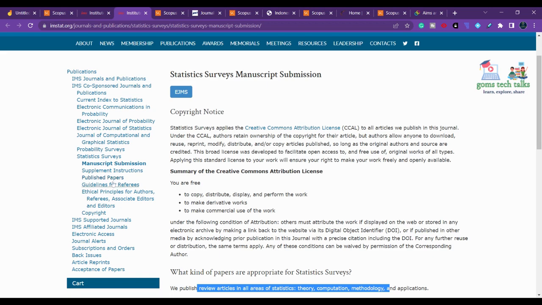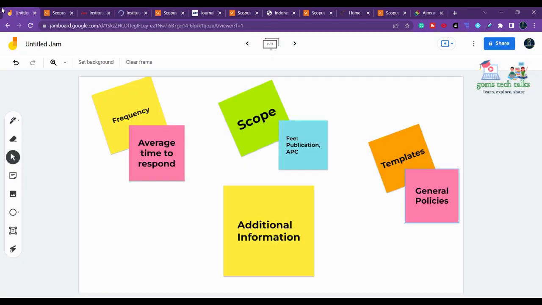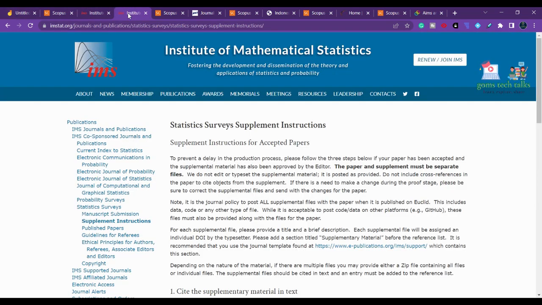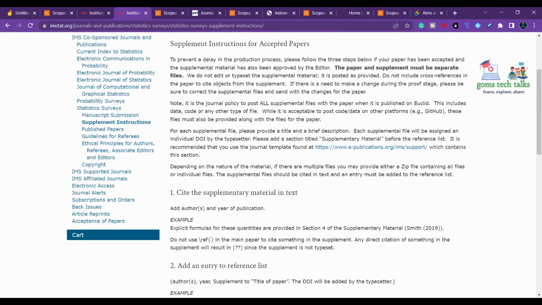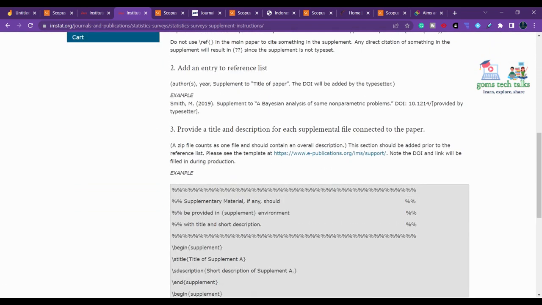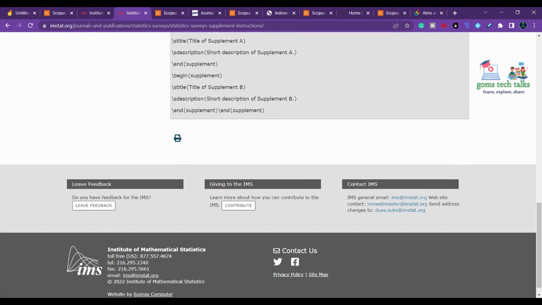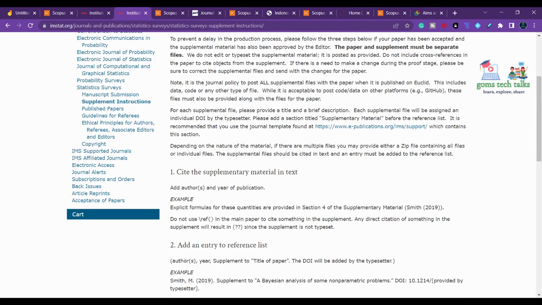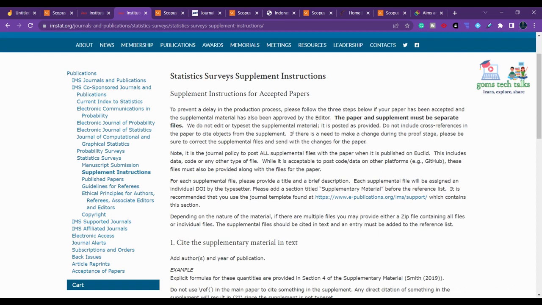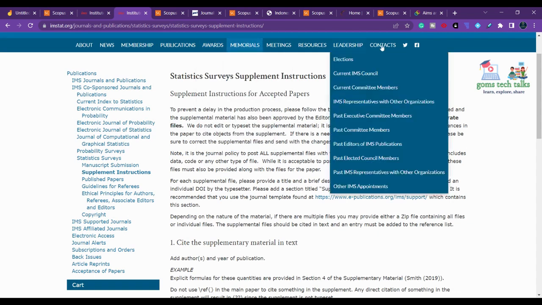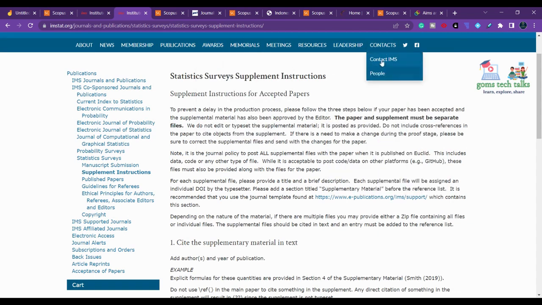So here you have supplement instructions. You can go and check for all this data, like what is the frequency, what is the average time to respond, everything. But if you are not finding it exactly, then you can definitely send them a mail and get some more data from them. Okay, so this is all about this first journal. Since they haven't mentioned anything specifically, I request you to send a mail to them using this contact. Click here on contact and get the mail ID.